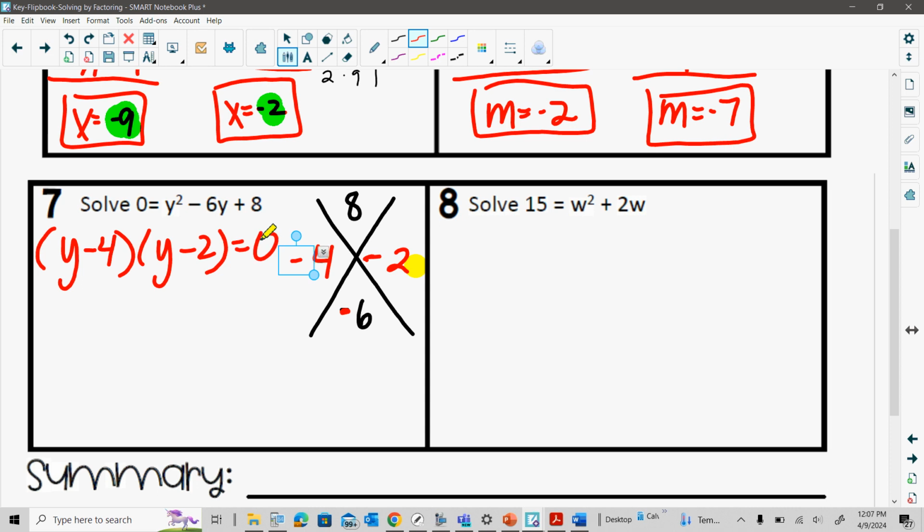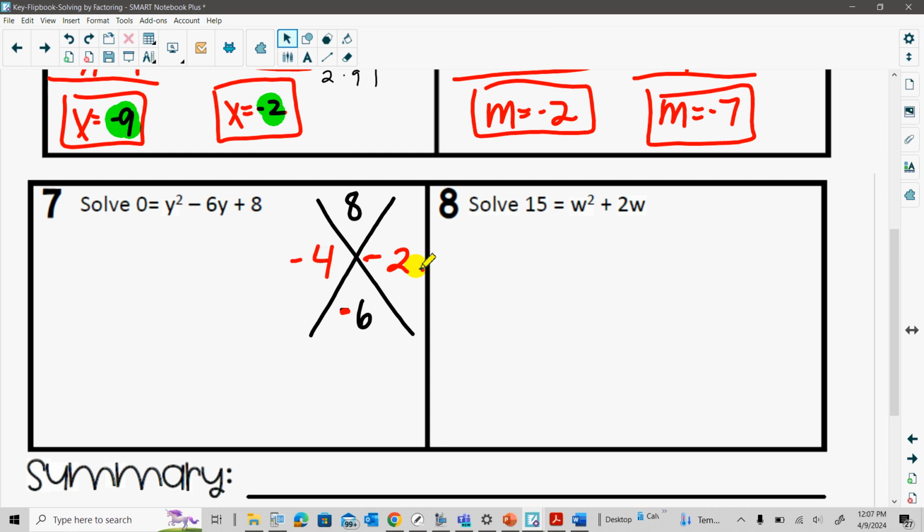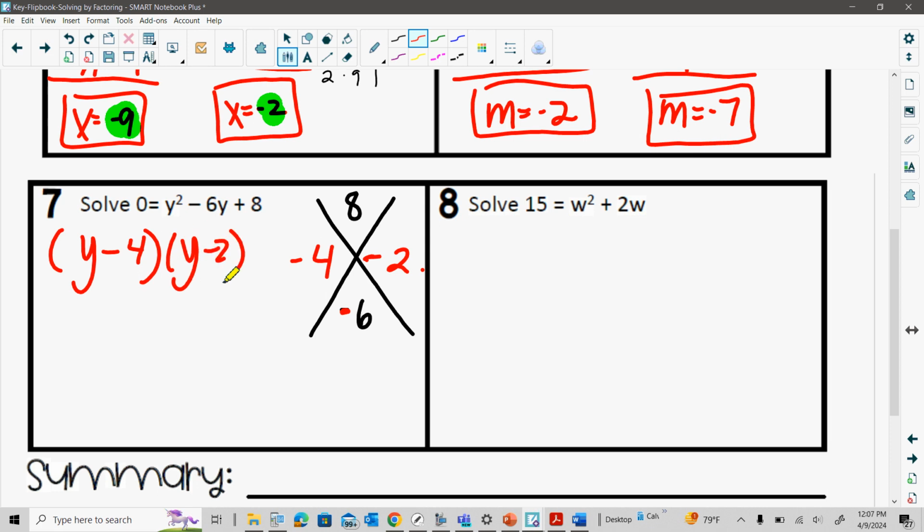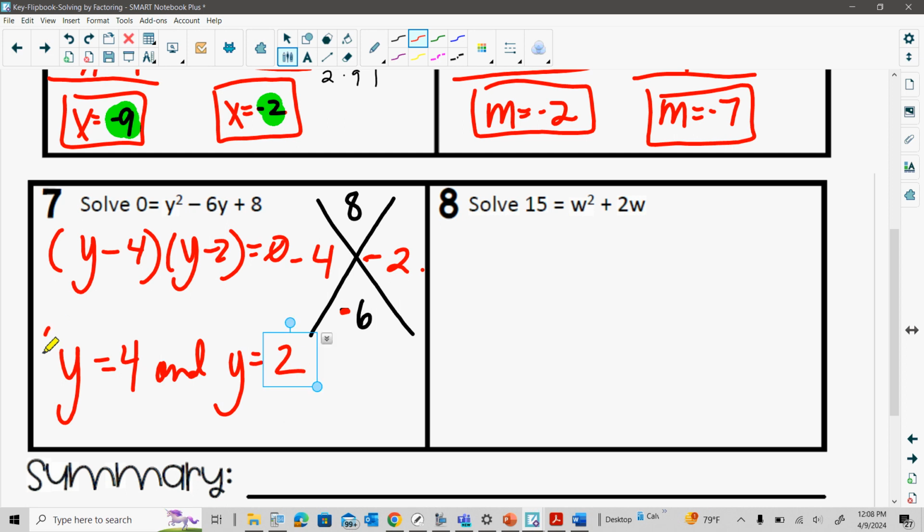And then if we remember the shortcut, and I'm not sure why that's highlighted right now, but I'll fix that. Delete that. Remember the shortcut. We do the opposite. So I don't need you to show the work. You can just say, okay, I know y equals a +4 and y equals a +2. Those are our answers here. All right, let's make sure we get this down.